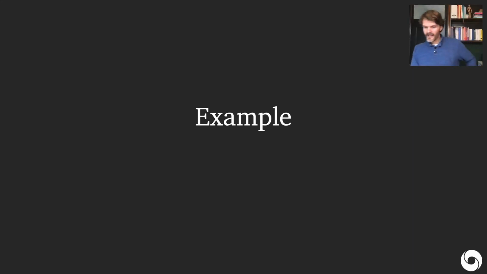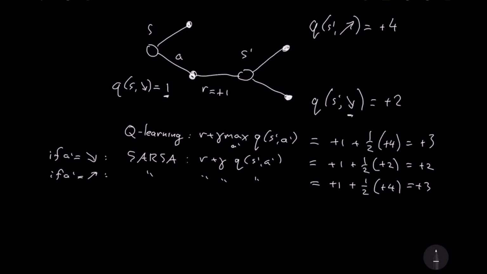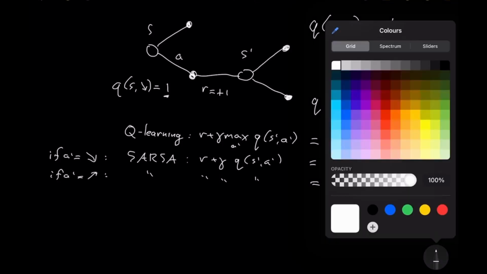So now let's go back to the example that we've seen before and look at what double learning would do in that case. So let's go back to the example, and let's maybe pick a different color. Let's say yellow.